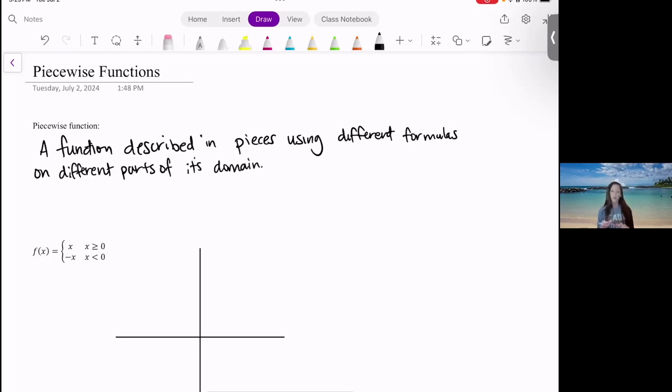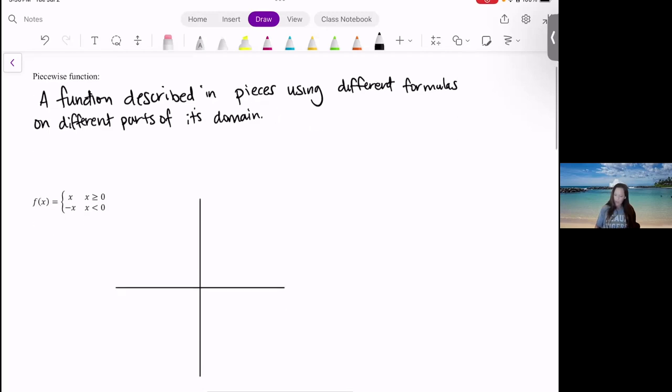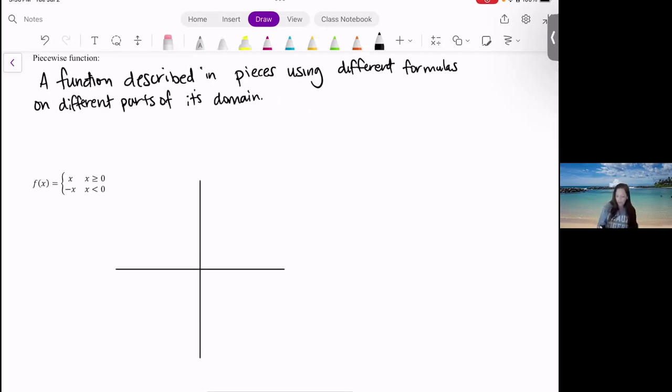The focus here is going to be on our domain. We are going to have different functions that we're using for specific areas of our domain. And one example that we are very familiar with is an absolute value function. The absolute value function takes on a V-shaped graph because it is positive for all positives and it's also positive for all negatives. And we can define the absolute value function by saying we're going to take on positive x for x is greater than or equal to 0, and negative x for x is less than 0.